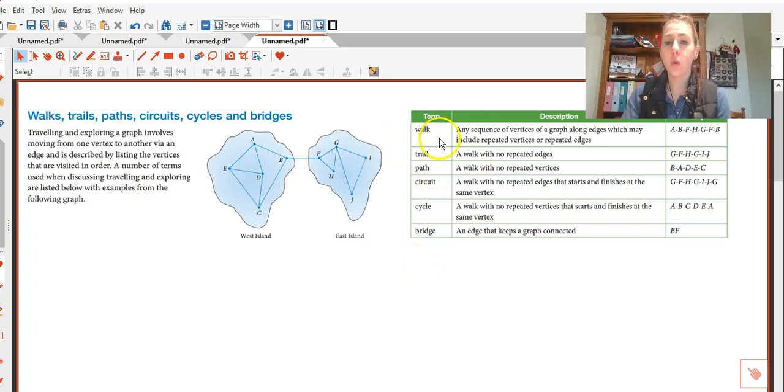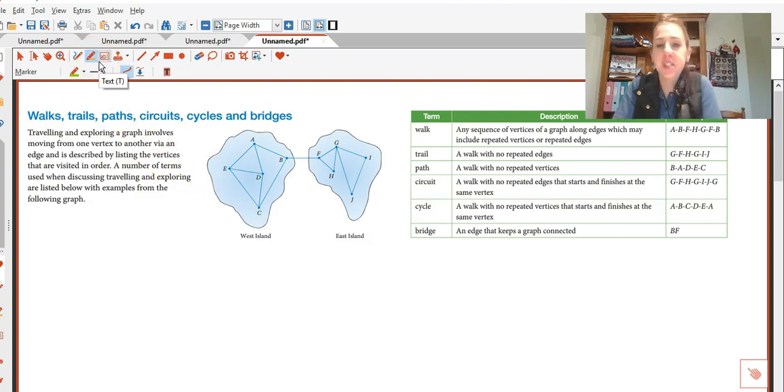So a walk: any sequence of vertices of a graph along any edge, which may include repeated vertices or repeated edges. A walk pretty much means that we're moving around in our network and there's no rules for us to follow.